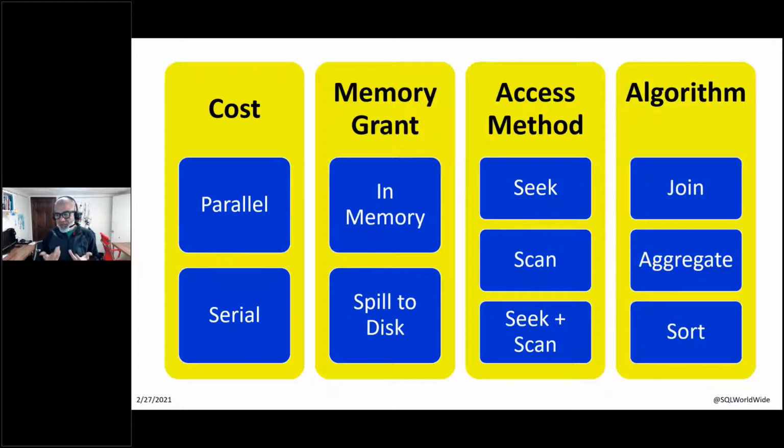Algorithms, right? What type of algorithm do I use? For joins, there are three different types of physical algorithm: nested loop join, hash join, and merge join. We'll also look at a brand new one today called adaptive join. For aggregates, we can do stream aggregate or hash aggregate. For sort, we can do it in memory, or we can do it in TempDB. So all of these things that you are seeing on this screen are just a subset that can get affected based on my cardinality estimate.